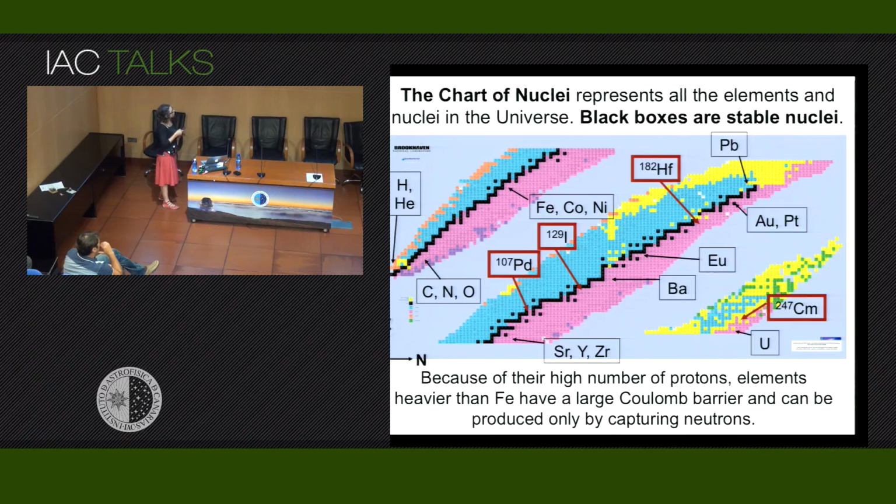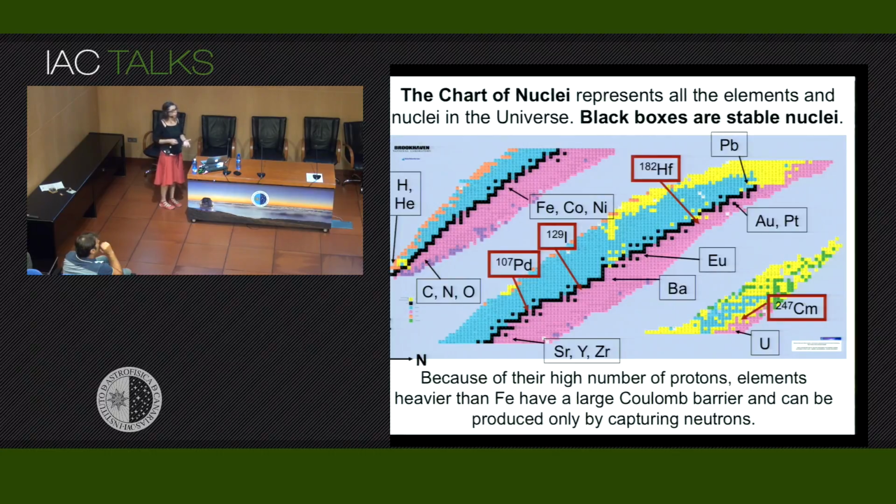And these nuclei have a really high number of protons. So iron has 26 protons already. When I go beyond iron, I get up to, for example, lead, which has 82 protons. This means that this nucleus doesn't like to capture another proton to build up to the next elements, because there's a very strong Coulomb barrier that you have to bypass. So this just doesn't happen.